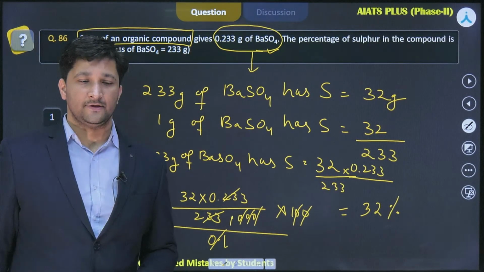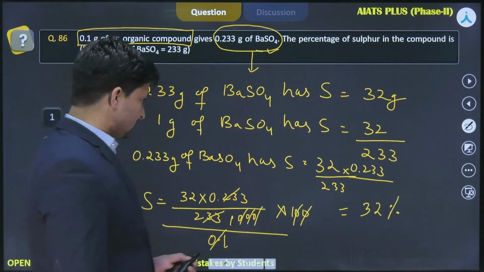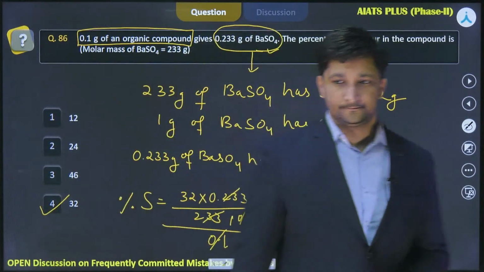Anyone having any doubt? Feel free to ask. Okay, so this was the question here. Now let's move on to the next question.